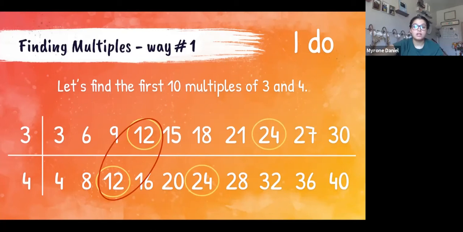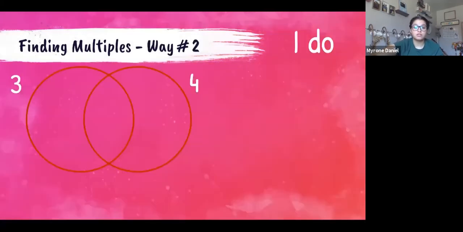Okay, so now I'm going to show you another way to find the least common multiple, but this time we're going to be using our factor trees and Venn diagrams. So we have 3 and we have 4, and we're going to put that on our Venn diagram. And then I have a factor tree. So we have 3 and we have 4.